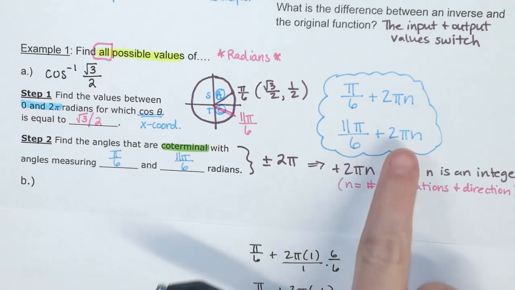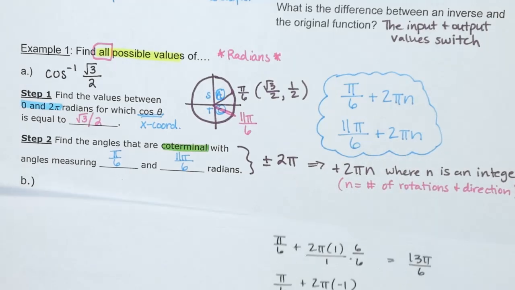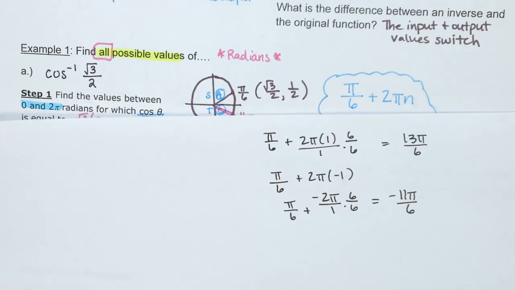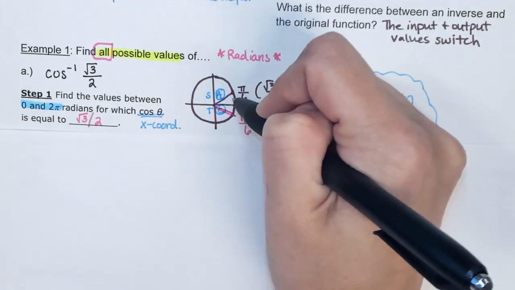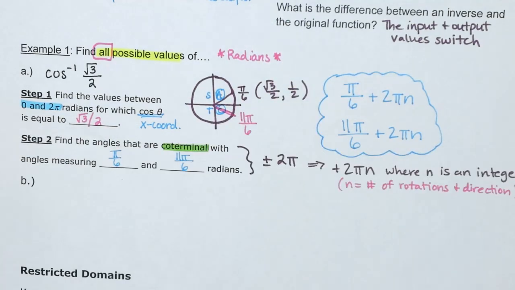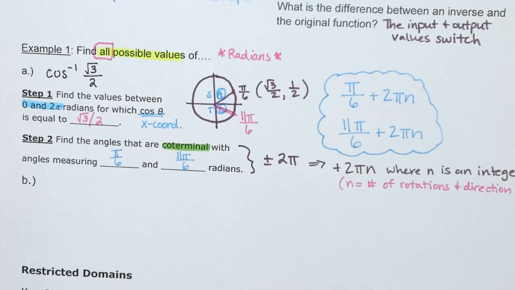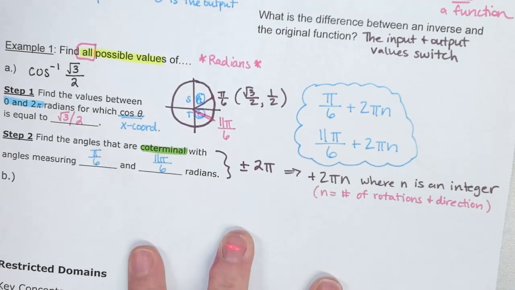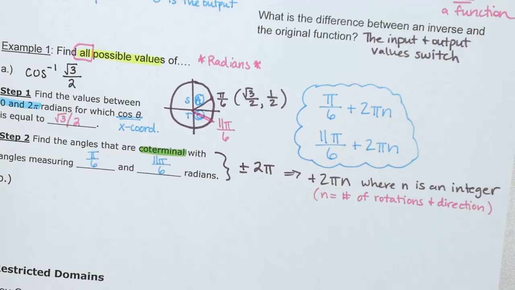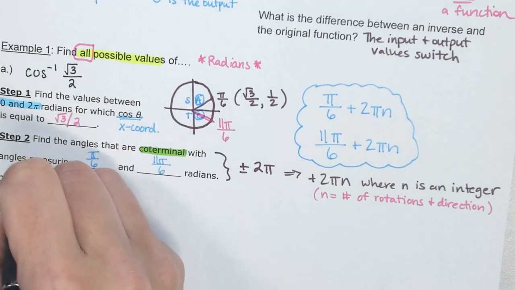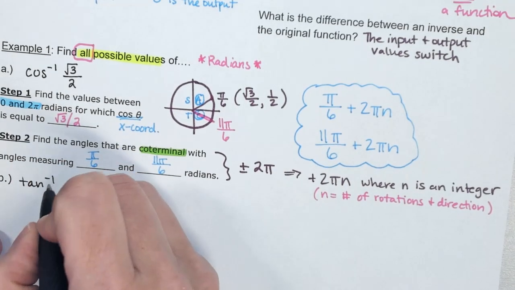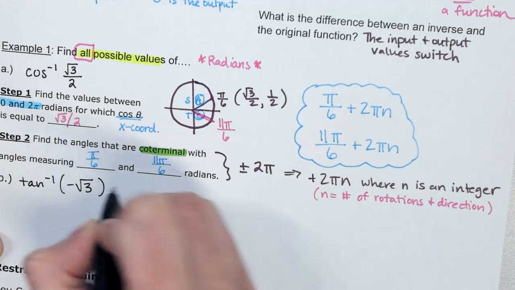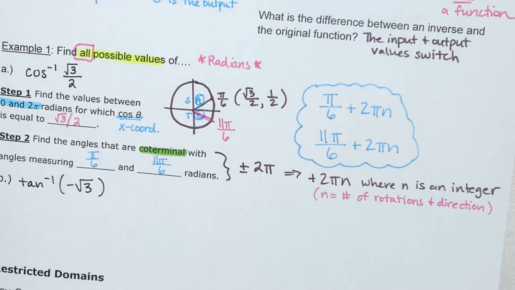So that's why we're allowed to just say the n value, and then n is going to be the number of rotations, because there's an infinite amount of rotations that you can do for each of these, and your x value would still be root 3 over 2. Okay, so that's our form. All right, so for this next one, we are going to do the tangent inverse of negative root 3. So the tangent inverse of negative root 3.